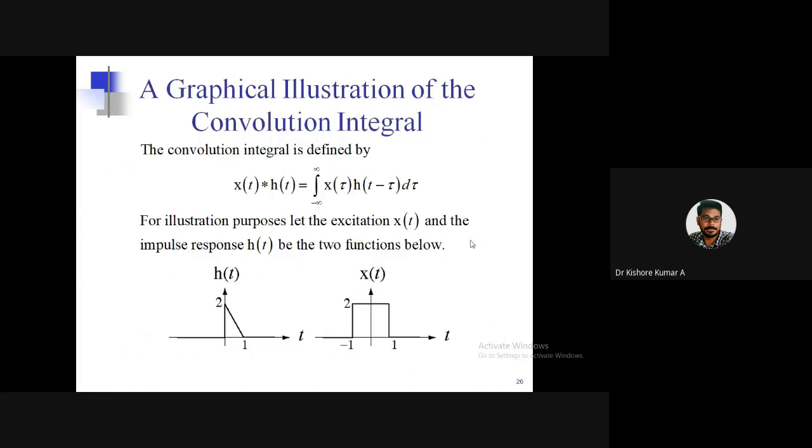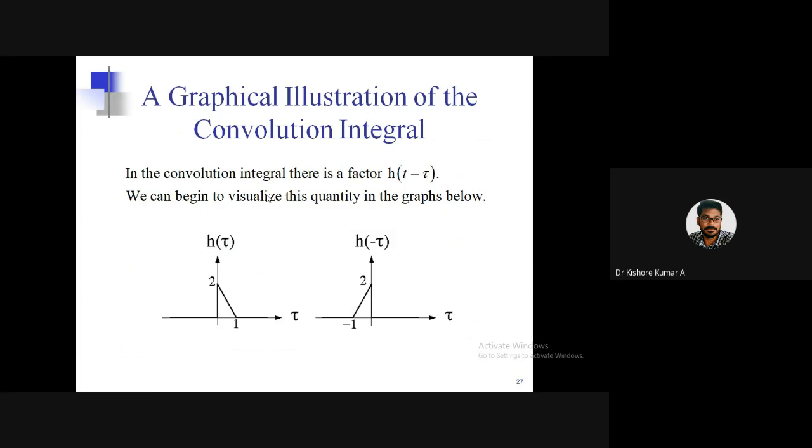So this is a graphical illustration of the convolution integral. The convolution integral is defined by means of x of t convolution, okay, this symbol is convolution, h of t, which gives the integral from minus infinity to plus infinity of x of tau h of t minus tau d tau. Here we need to illustrate the excitation x of t along with the impulse h of t, the two functions h of t and x of t.